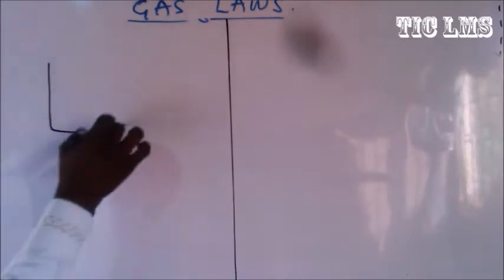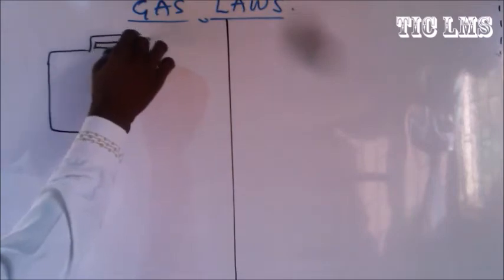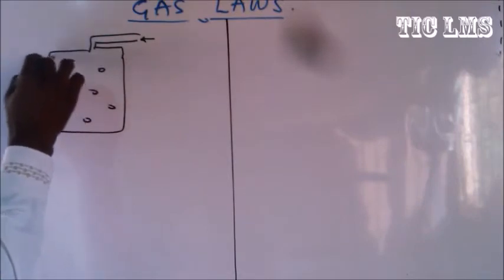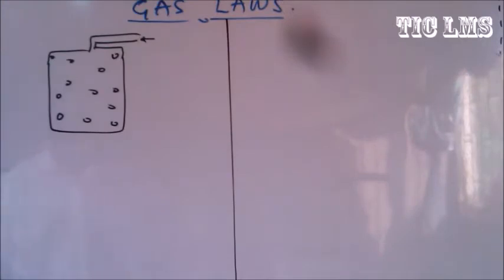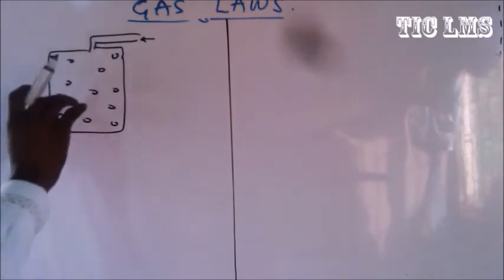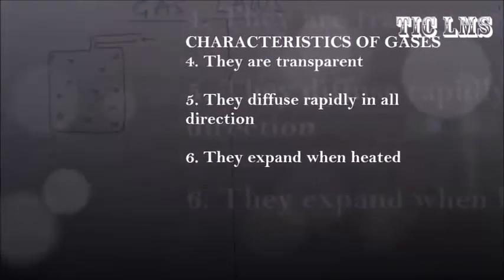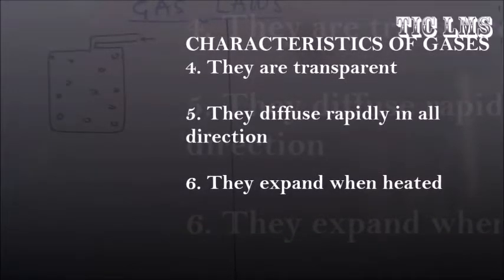So if you have a container like this, which is sealed, and here we have a pipe which lets in a gas, you'll find that the molecules of the gas will fill the entire space of this container and will be found moving about. And so because of this, you can compress them. When you compress them, they will take the space to which you have compressed them. Number four, they are transparent. One can see through a gas. Then they diffuse rapidly in all directions, and when they are heated, they expand.